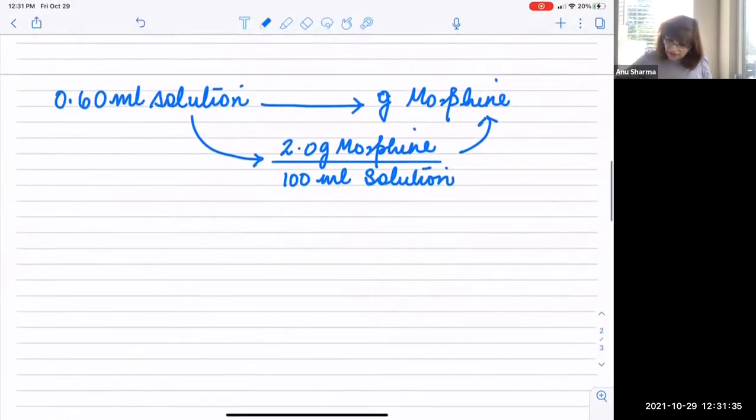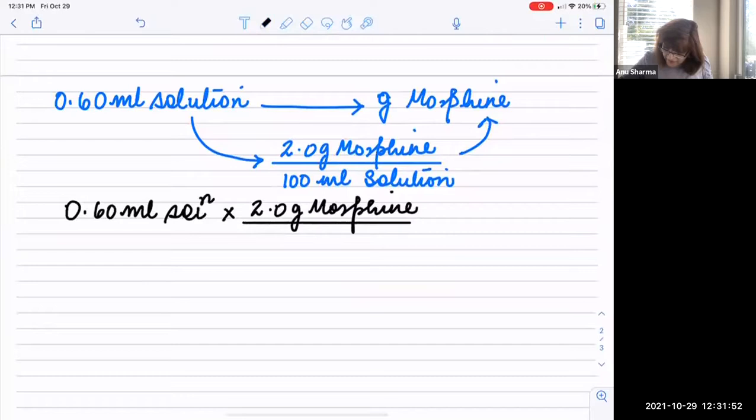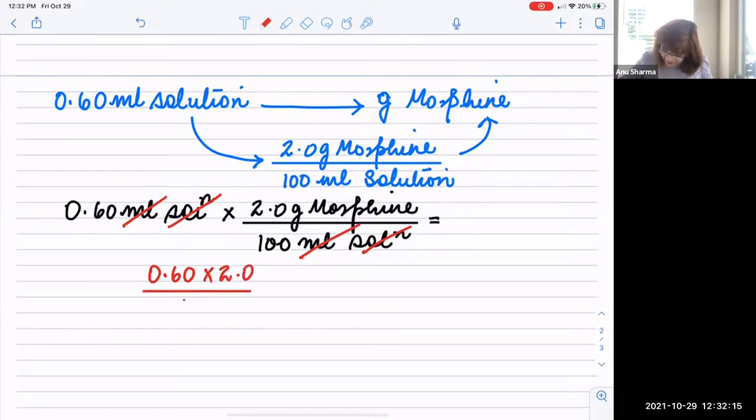So here what we are going to do is 0.60 milliliters of solution times 2.0 grams morphine divided by 100 milliliters of solution. Milliliters of solution cancel out, and you're just left with the grams. So now you're going to do 0.60 times 2.0 divided by 100.